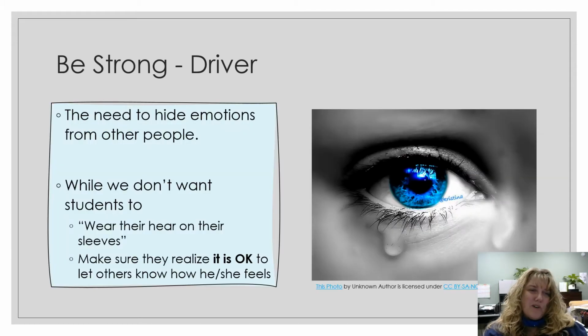So you have the be strong driver. This is the person that hides their emotions from other people. While we don't want students to wear their heart on their sleeve, make sure they realize it is okay to let others know how he or she is feeling, because we know that be strong driver can wreck a person's drive to be in the field of emergency services altogether. We want to make sure that we provide them with the confidence and the ability to move forward in their career, and that means that they do have to open up and let others know if they're having a hard time. So make sure they realize it's okay to let others know how they feel.